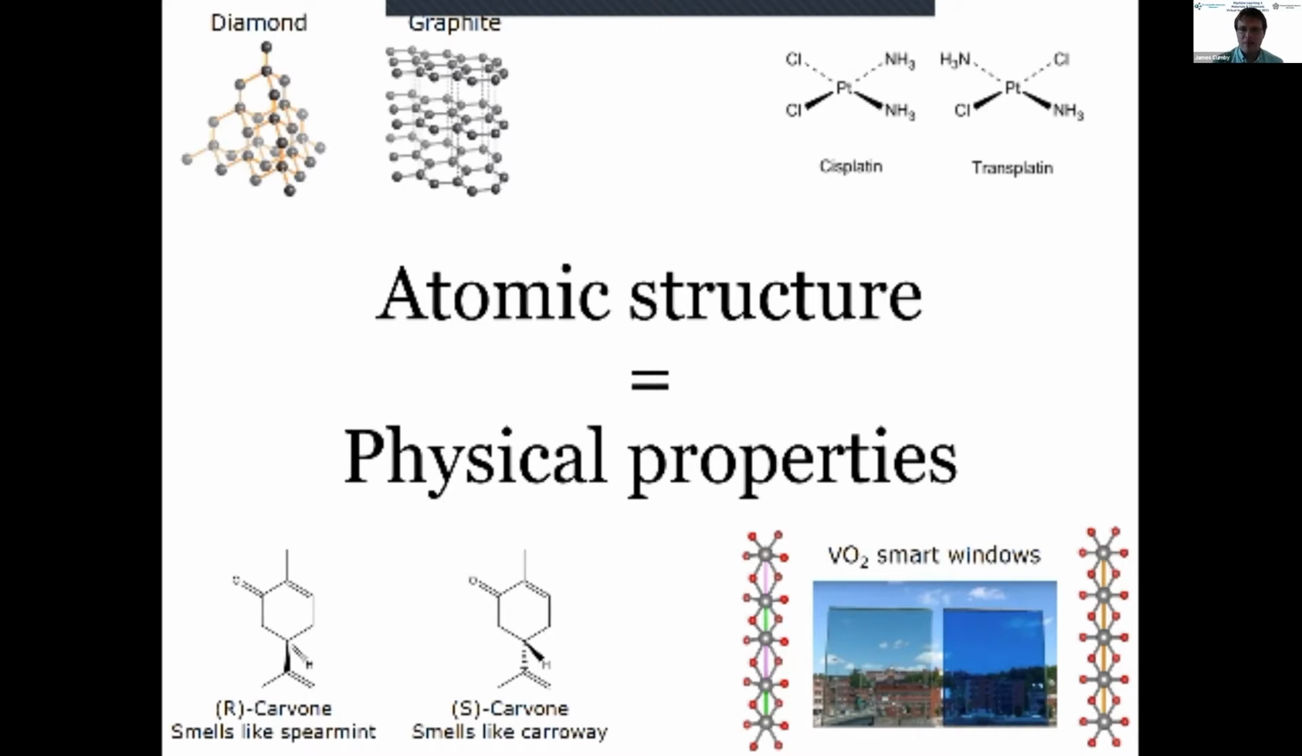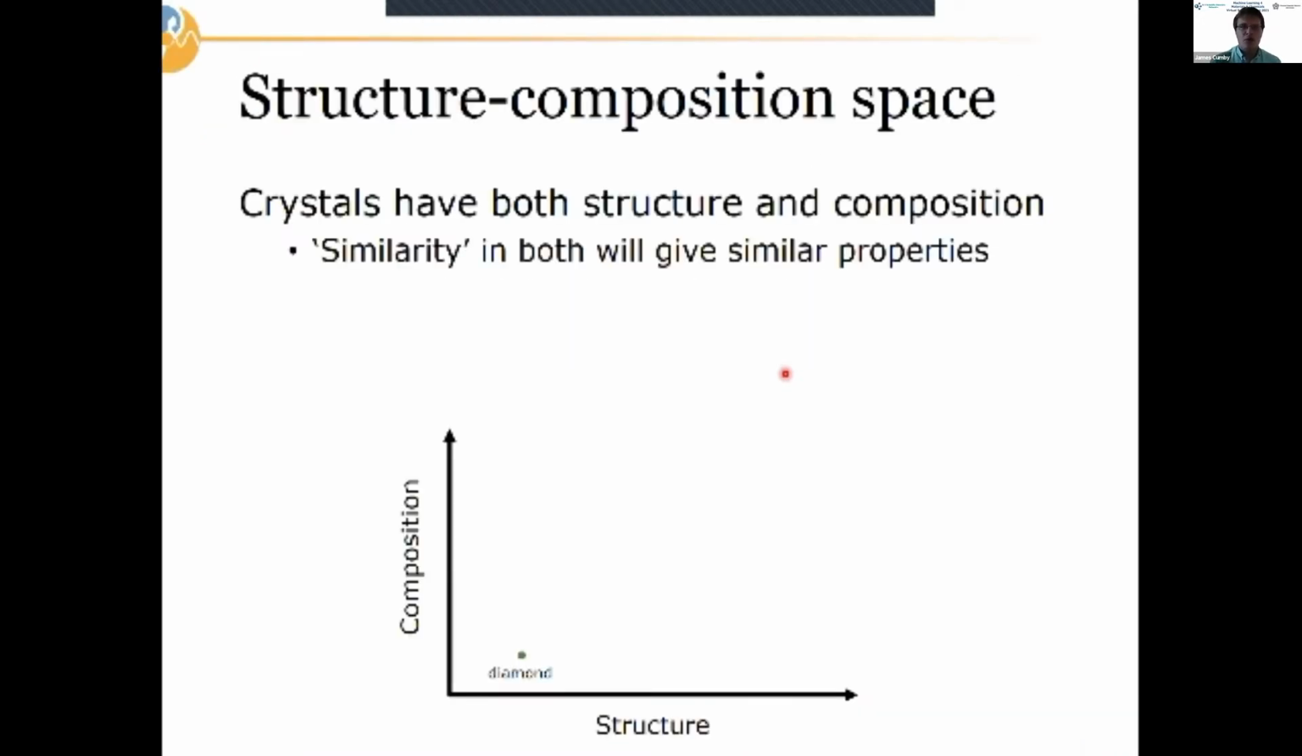Having said that atomic structure dictates the physical properties, we can think a bit more abstractly about how we can describe this. Crystals in particular, which is what I'm interested in, have both a crystal structure and some sort of composition. And I would argue that if you're similar in both of these, you're going to have the same properties.